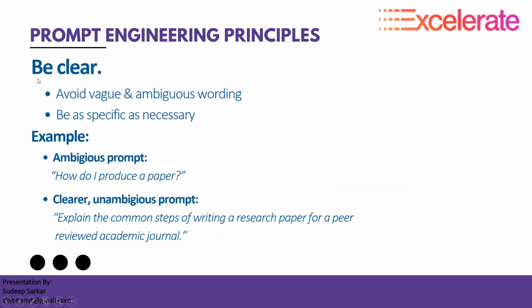Be clear. Avoid vague and ambiguous words. Be as specific as possible. Ambiguous prompt: How do I produce a paper? Now, the computer does not understand. The AI engine will not understand what I am trying to ask. On the other hand, a clear and unambiguous prompt: Explain the common steps for writing a research paper for a peer-reviewed academic journal. Now, this will actually make sure that the computer thinks about the question. After the computer thinks about the question, we will get our desired outputs.